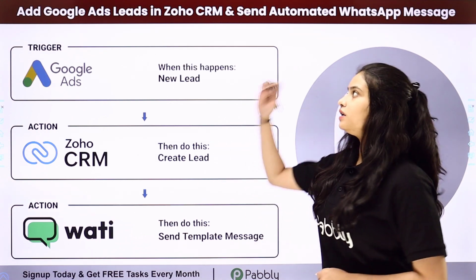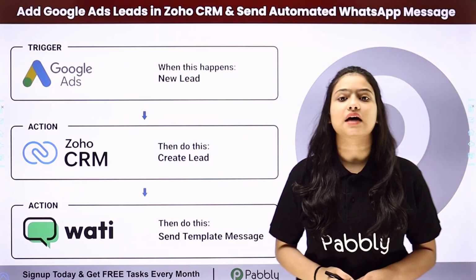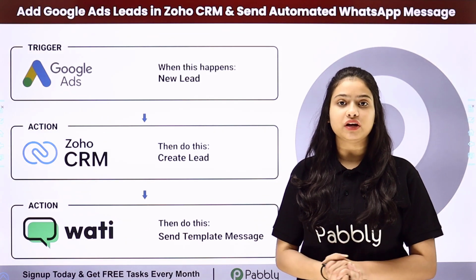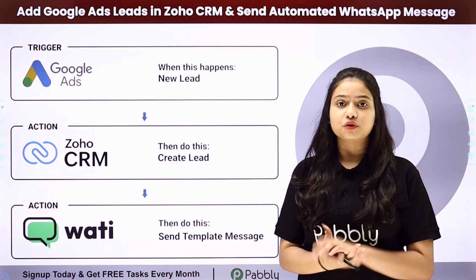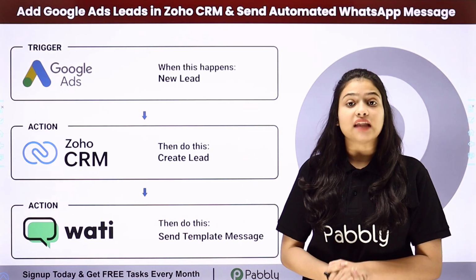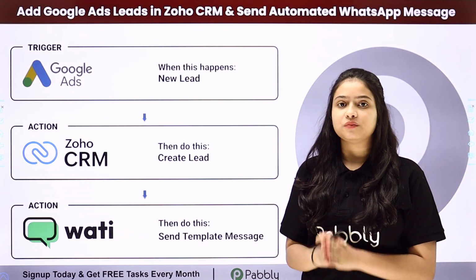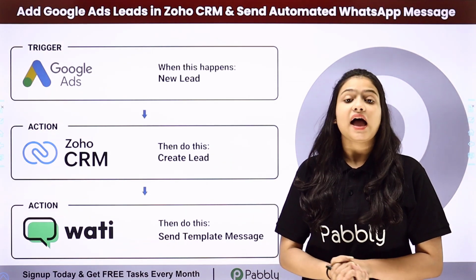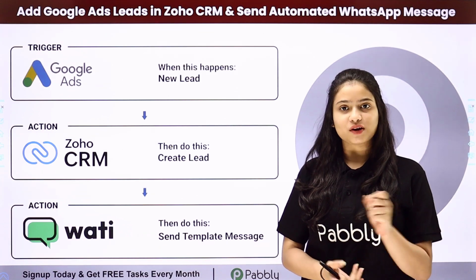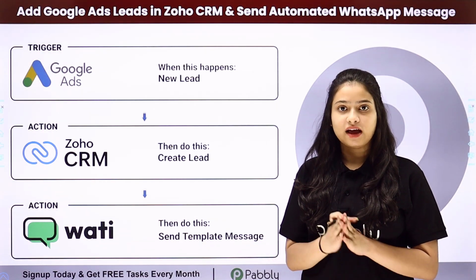Today we are going to learn how to add Google Ad leads in Zoho CRM and send automated WhatsApp message. Suppose I am having an event management company and in order to promote that business, I have created a lead gen form by using Google Ads. And now I want that whenever a new lead will be generated through it, automatically the same lead should be added in my Zoho CRM account. And at last I also want to send an automated WhatsApp message to each of these leads. So how we are going to do this process automatically and effortlessly?